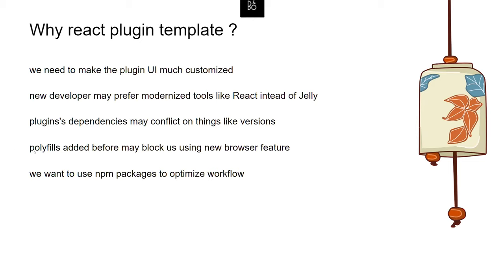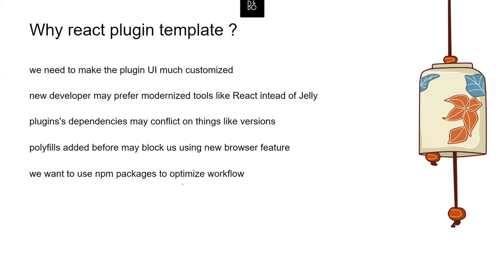Another reason will be polyfills, like prototype.js, which were added a long time ago, and may block us from using some new browser features, like some advanced array methods such as map and list, and some others. For example, take map: the map defined by prototype.js is really different from the browser's map function, which may cause severe problems.